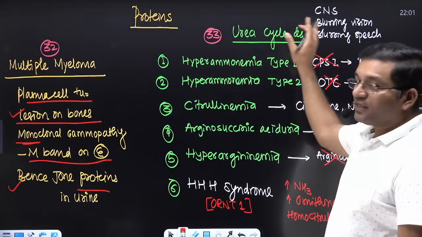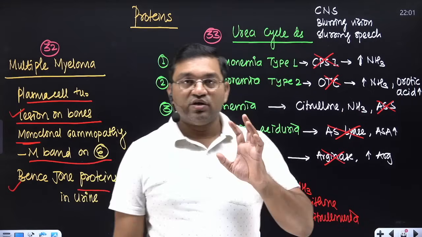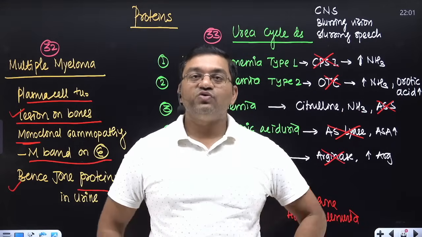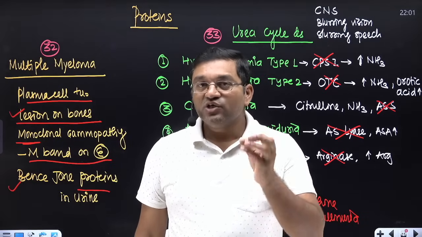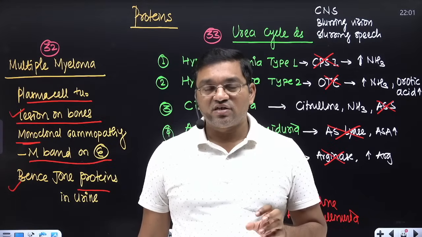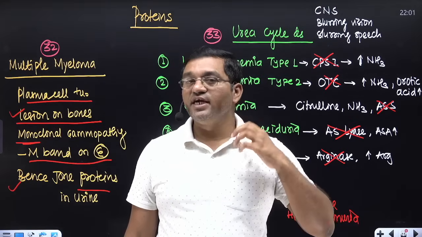Now the urea cycle disorders: there are 5 disorders in the urea cycle. When you think of a urea cycle disorder, whenever there is hyperammonemia, meaning ammonia levels are raised, and CNS manifestations are there, because ammonia depletes the alpha ketoglutarate level and hampers ATP production.